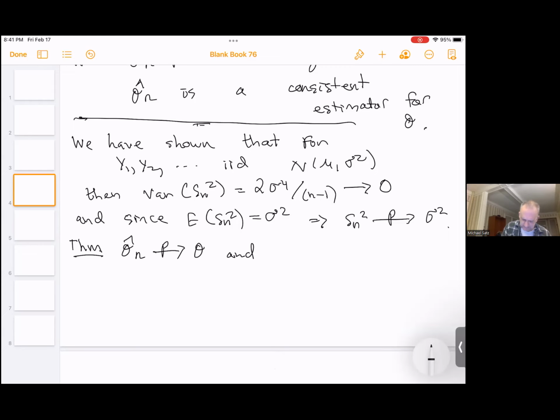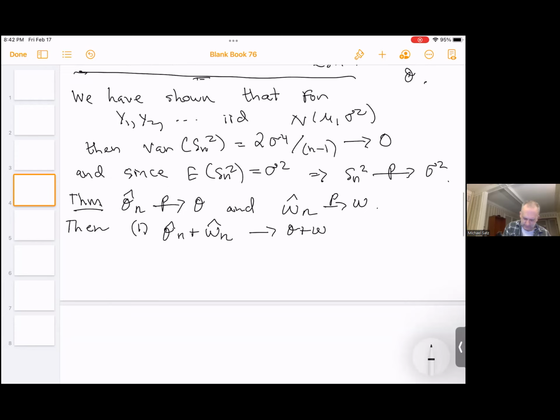And let's call something else, let's say, omega hat n, converging in probability to omega. Then let's just do it in as few of these as possible. Then we have that the sums converge in probability to theta plus omega. I'm only doing the constant case here because I think that's all we need, but it's true in the more general case too.